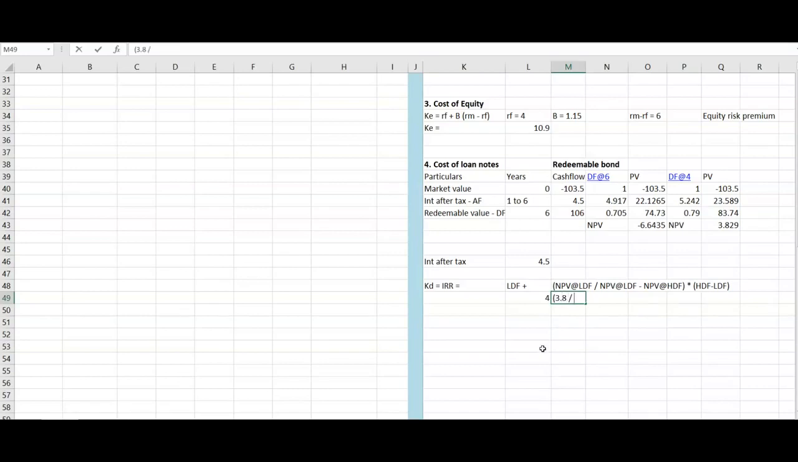divided by again 3.8, because again we have a low discount factor, minus is in the formula. Again there's a minus in the NPV at high discount factor, minus 6.6. Now close the bracket twice. So enter, you will get an answer, and then you have to multiply these numbers. High discount factor is here, this comes to 6 minus 4.